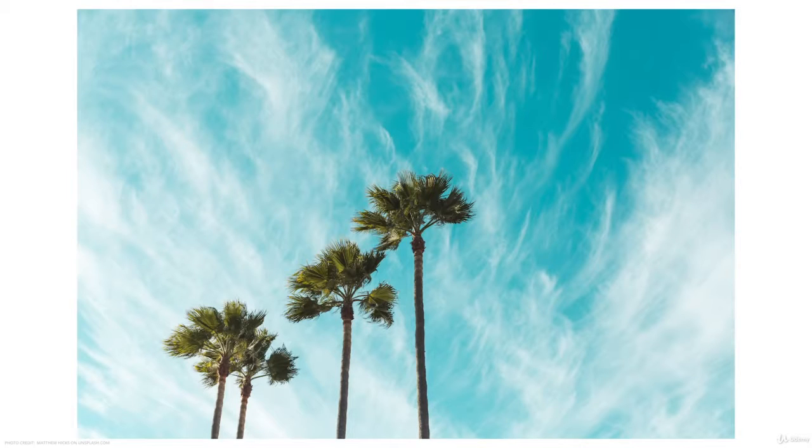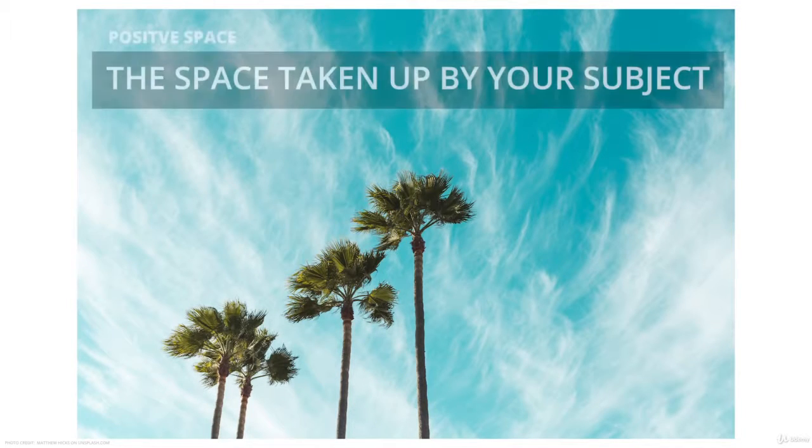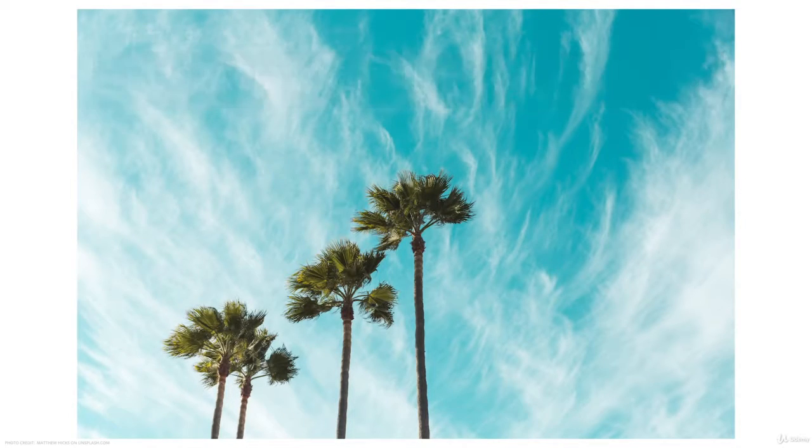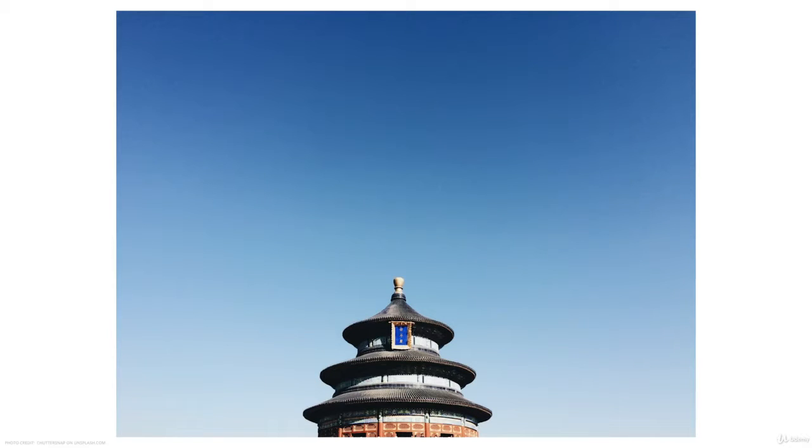Check out this photo of these trees. It is composed in a way where the background is entirely the sky. There's no other distractions. The positive space, the trees, is a lot less or smaller in frame than the negative space. In this other example of a pagoda, it's even more dramatic.